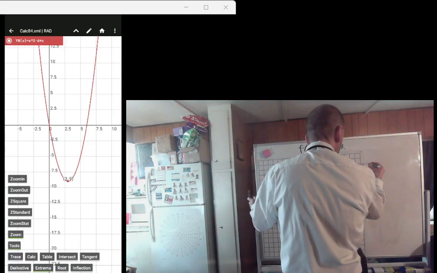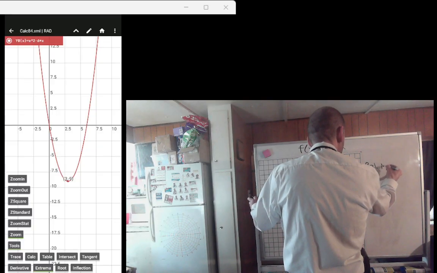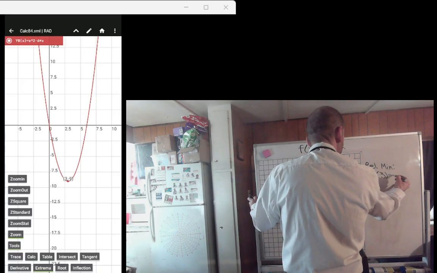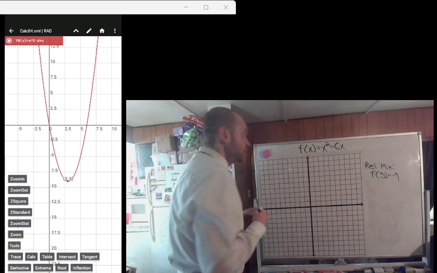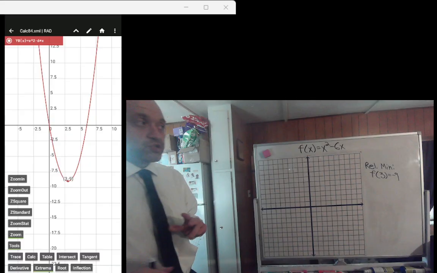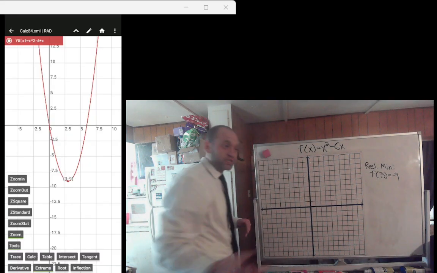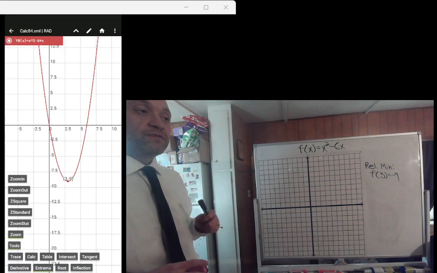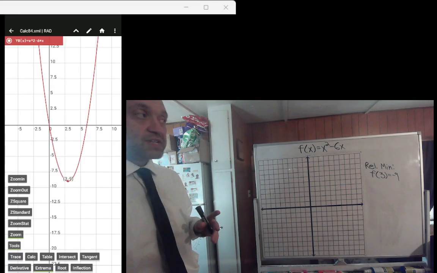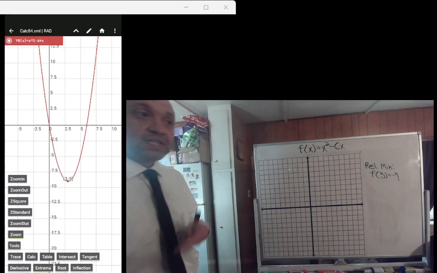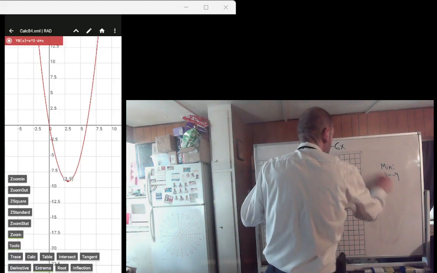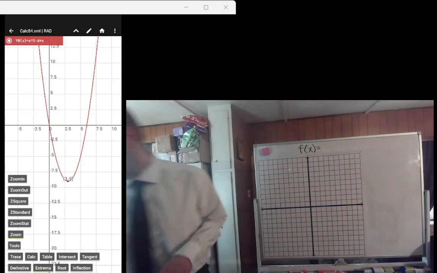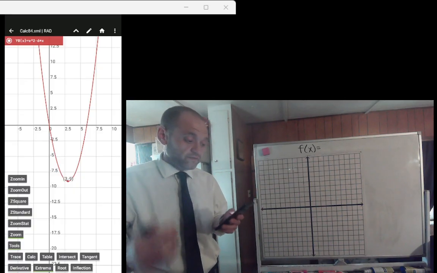So you have a relative minimum at f of 3 equals -9. That's your relative minimum. We don't have any maximums, as you can see, but we have a minimum at f of 3 equals -9. Now, when we get to calculus, there's something called the first derivative test and the second derivative test that'll help you to be able to do these without a graphing calculator. But we haven't learned derivatives yet, so for now we just have to use a graphing calculator, but even these can aid you in graphing a function.